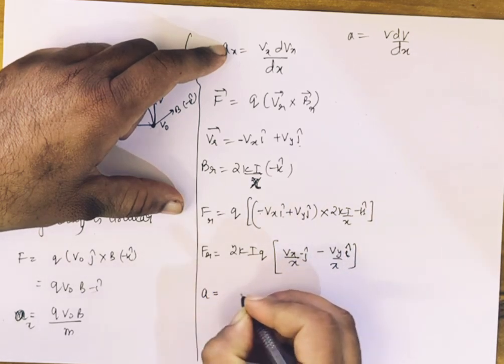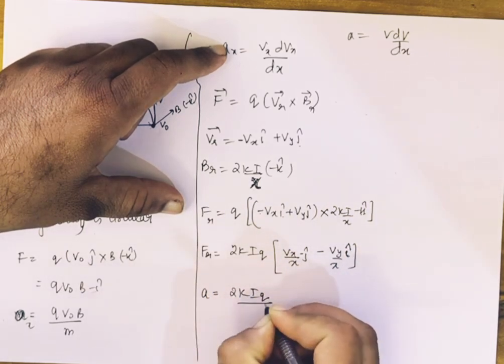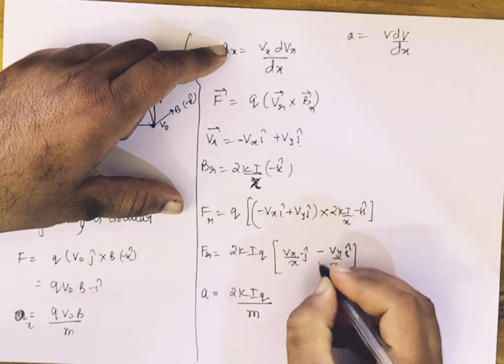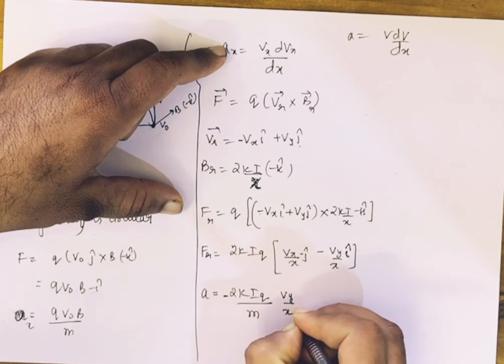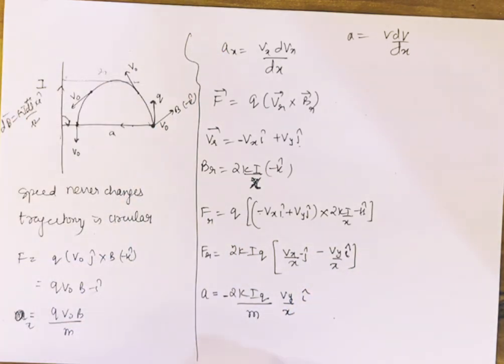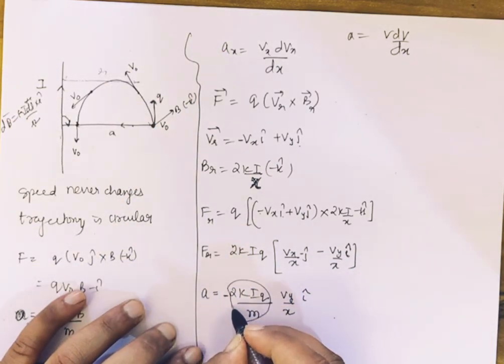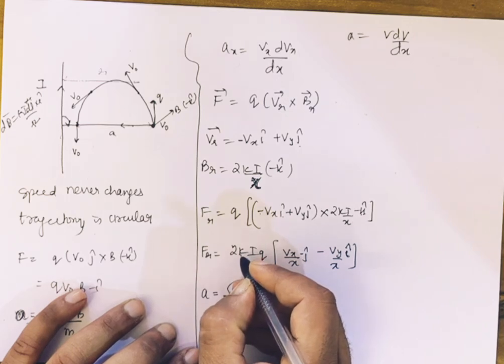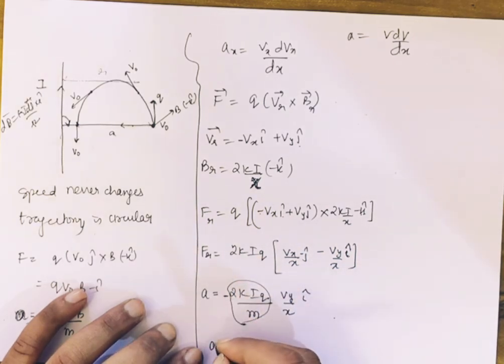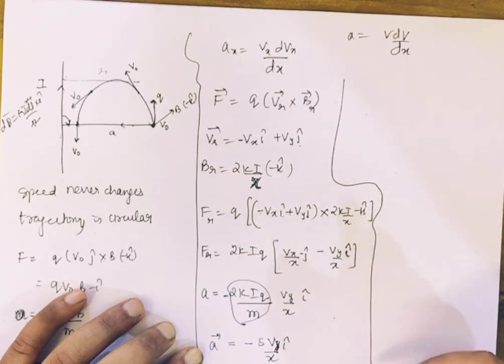So acceleration will be 2kiq by mass, and this term only, which is a negative term, minus Vy by x i cap. From here we can see the entire thing is a constant. Let me call this constant s, since I'm already using k. So the term is minus s Vy by x i cap.